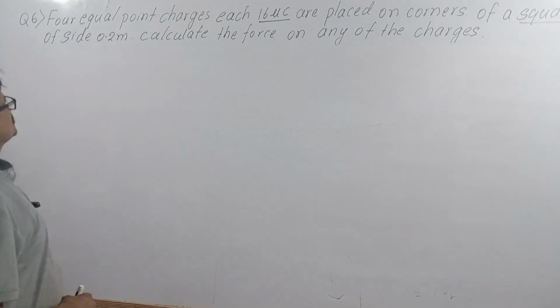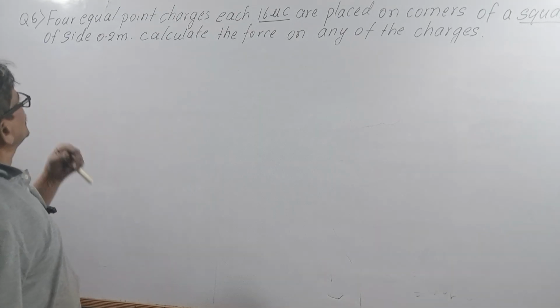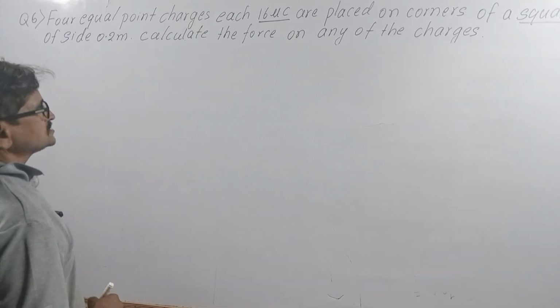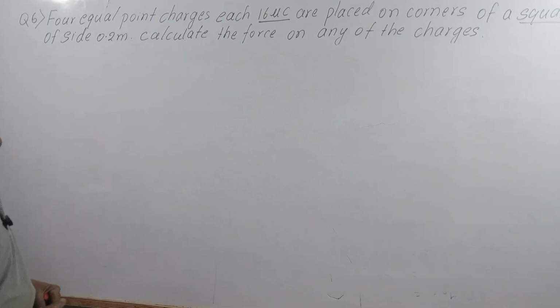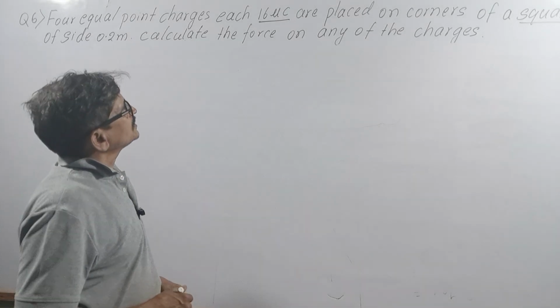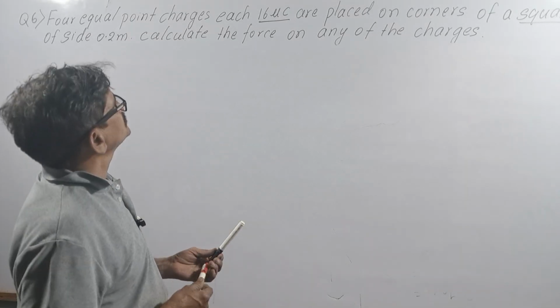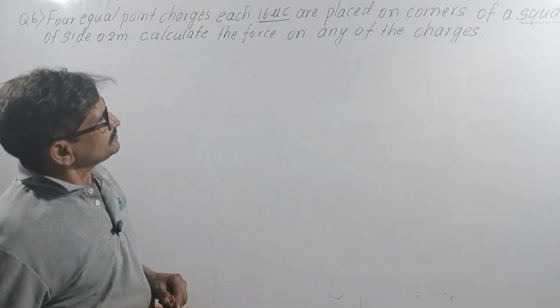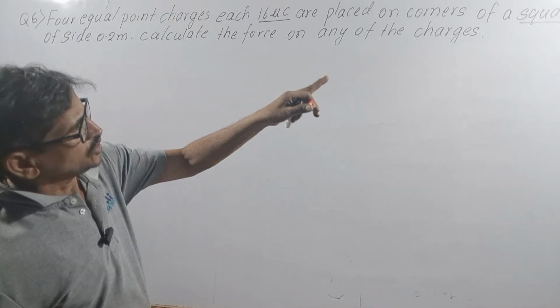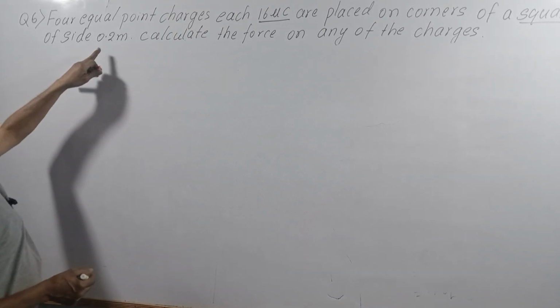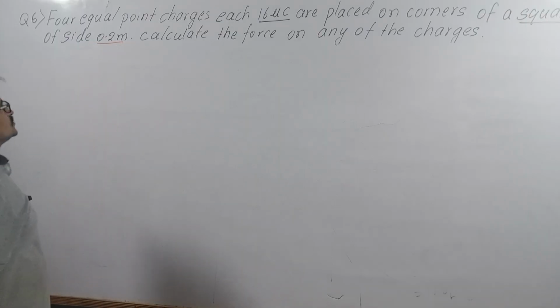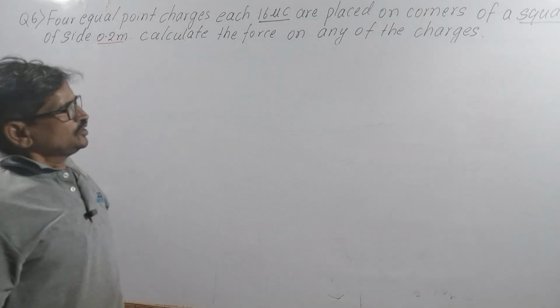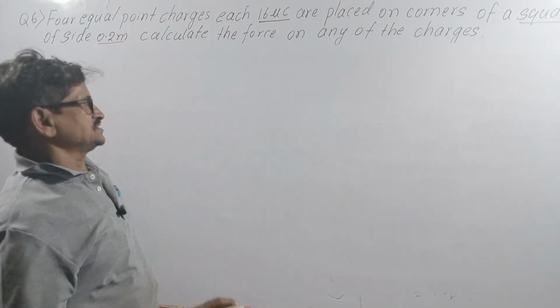So question is, I am reading here on board. I wrote it already on the board to save time. The question is: four equal point charges, each 16 microcoulomb, are placed on the corners of a square of side 0.2 meter. Calculate the force on any of the charges.